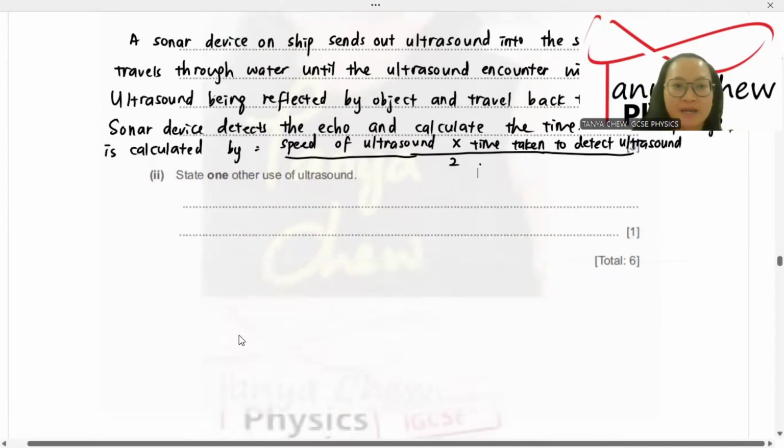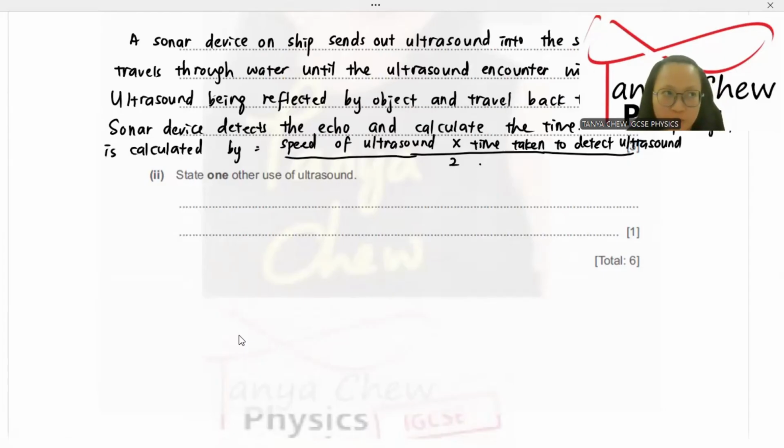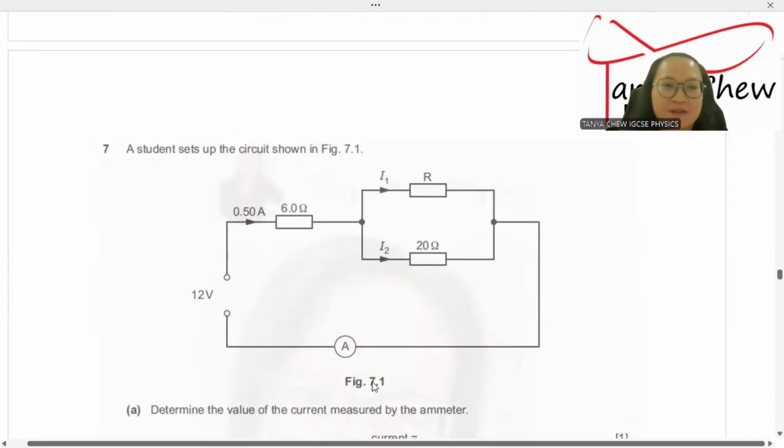And the second part, state one other use of the ultrasound. You know, ultrasound is being used in the medical devices. We call it a transducer, right? We need a transducer to direct the ultrasound into our body. But before that, you have to apply a coupling gel on the surface of your skin in order for 99% of the ultrasound to be transmitted into your body. So ultrasound is being used to check the internal body structure of a patient. Right, that's the answer.